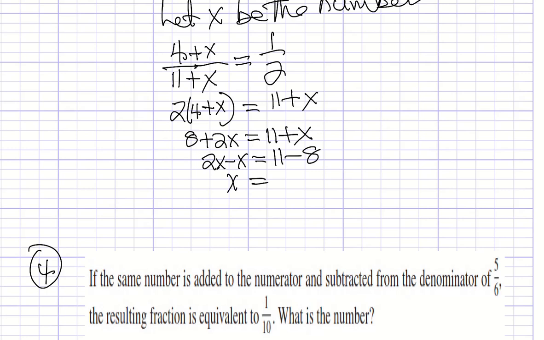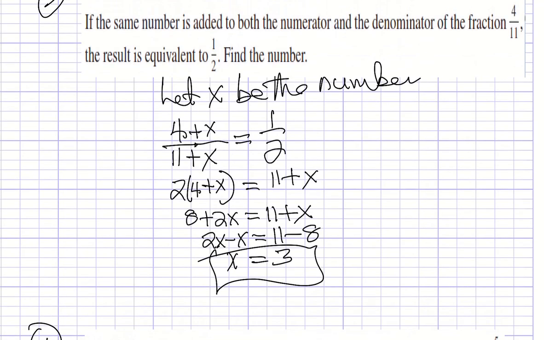What do you get? You get x equals 11 minus 8, that's 3. x equals 3. See that, right? So we found that. Can we check? Yes, of course. If you want to check, you check it. But I bet you will be correct.